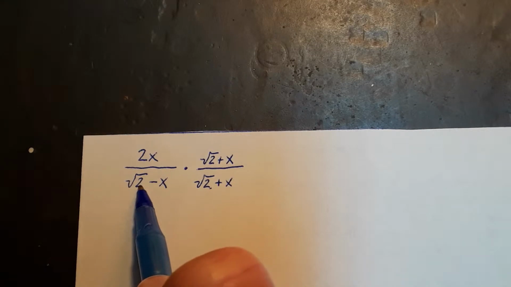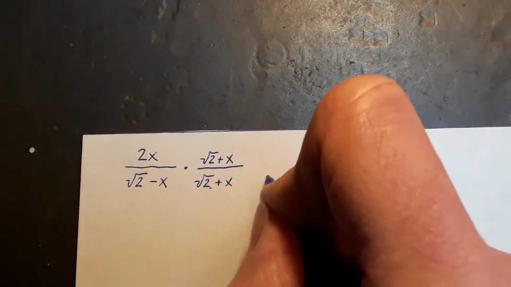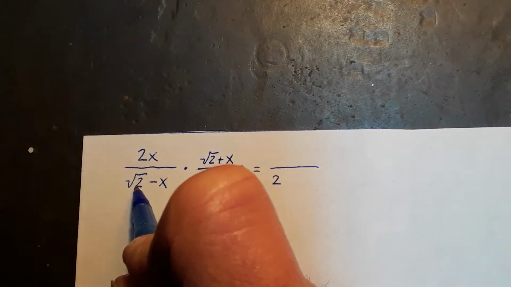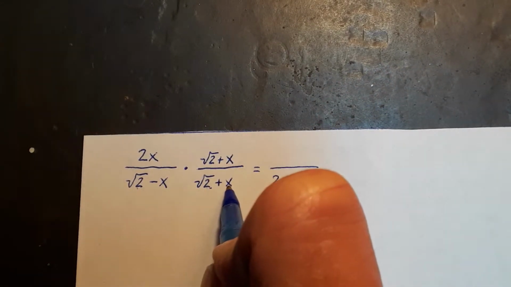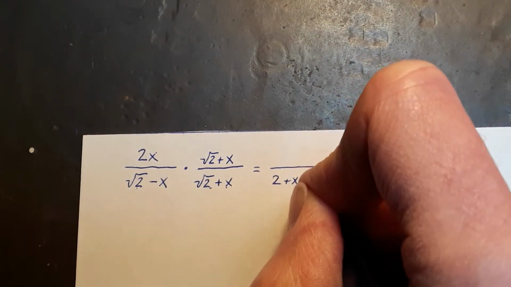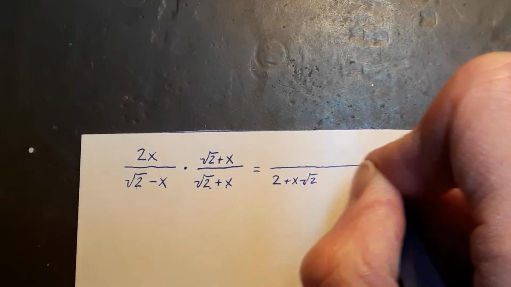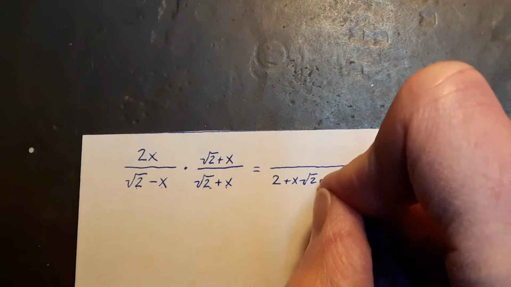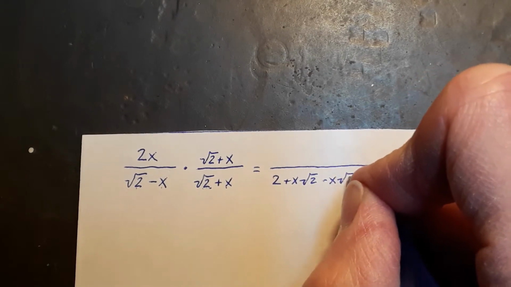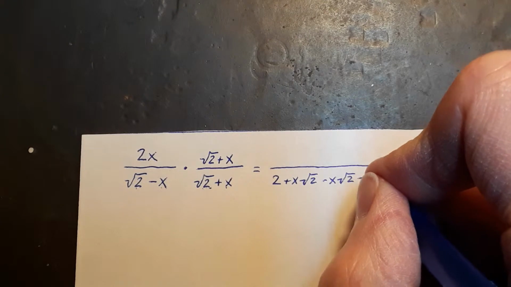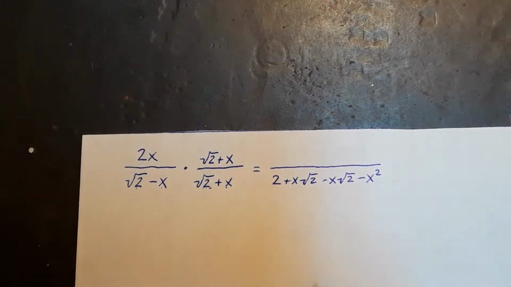So we have square root 2 times square root 2 is going to be 2. The square root of 2 times x is going to be positive x square root 2. Negative x times square root of 2 is negative x square root 2. Negative x times positive x is negative x squared.